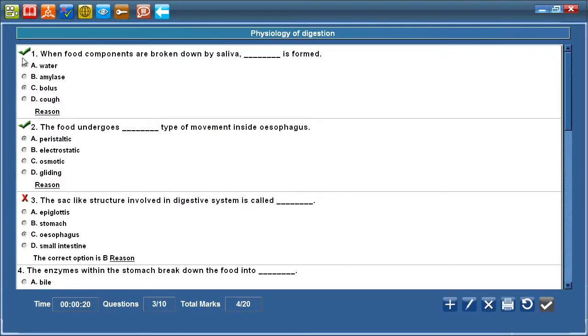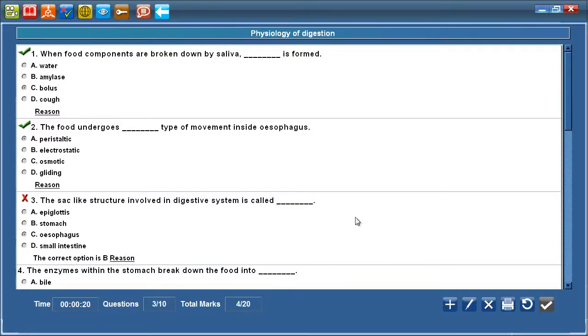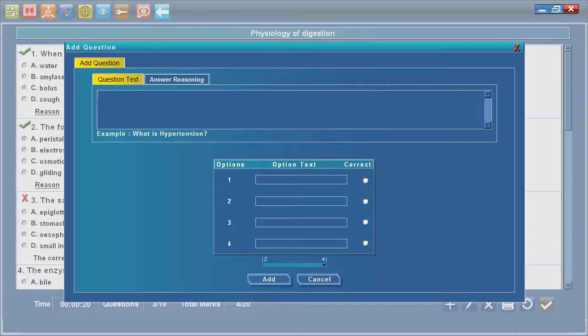After submitting, it shows me how many I have done right and how many I have done wrong. For the wrong ones, I can go to the reason part, which shows me why it was wrong. Apart from this, we have given the facility of adding questions. So suppose I add a sample question.